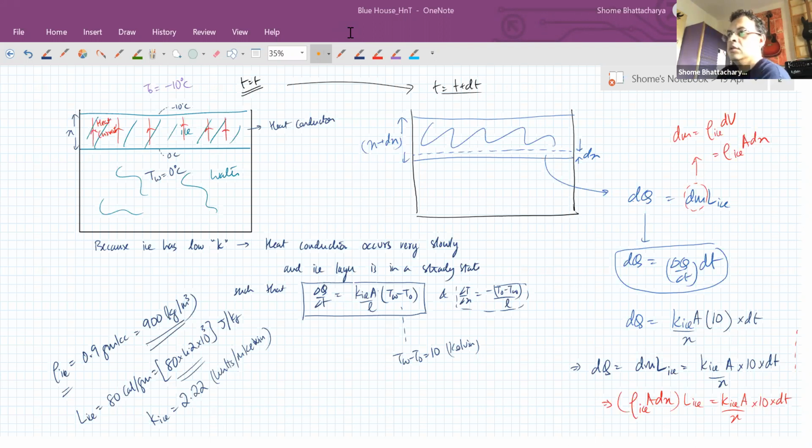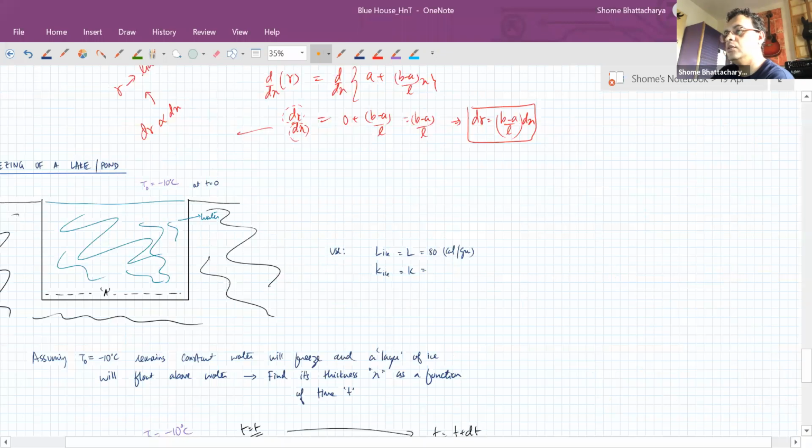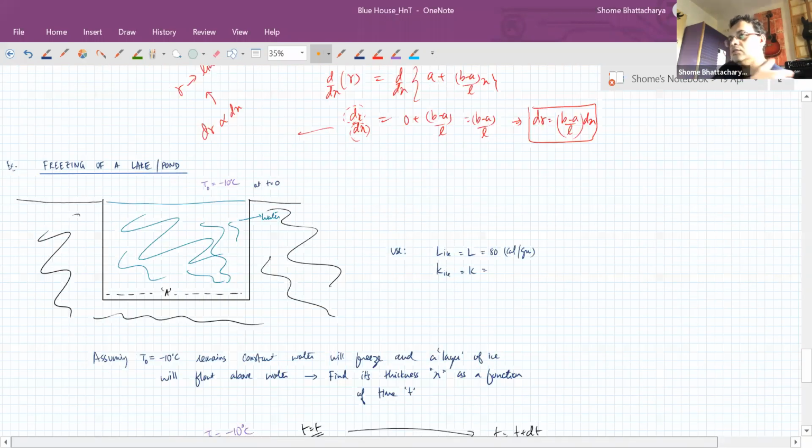Yes, sir. Durgesh, I'll scroll up. I'll come back to this section. Okay. So I've given the data below only for K and all these things.